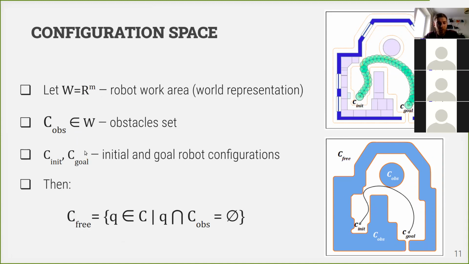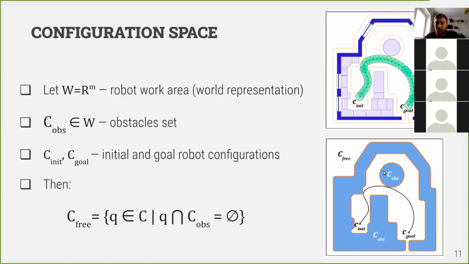And also there are two configurations which we will call initial and goal configurations. So in tasks of path planning, we always have our current position, C initial, and then we have our goal configuration, C goal, where we want to arrive.